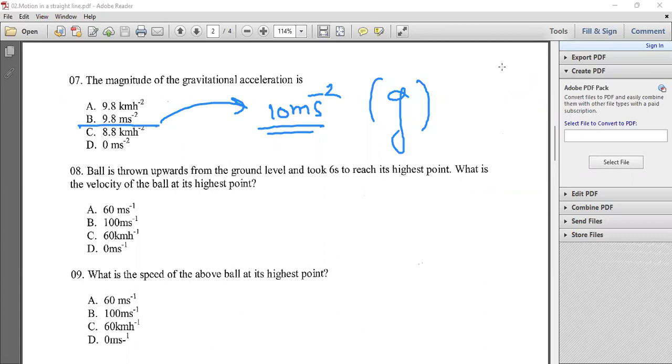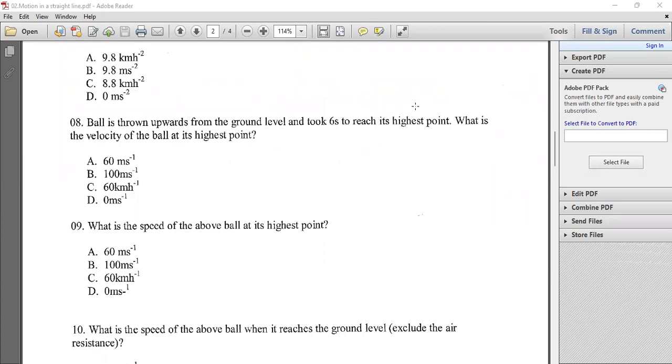Right, the next question, eighth question. A ball is thrown upward from the ground level and took 6 seconds to reach the highest point. What is the velocity of the ball at its highest point?